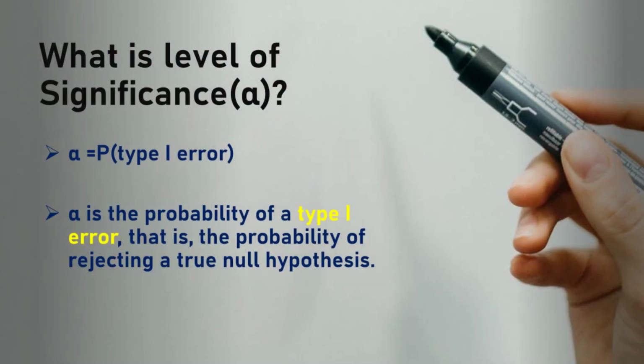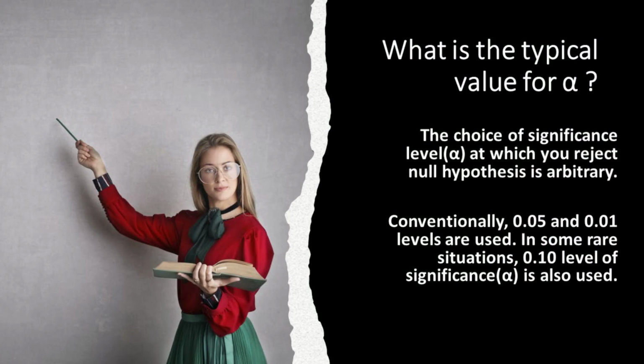In the world of statistics, the level of significance represents the threshold at which we are willing to accept the likelihood of making a type 1 error, which is the incorrect rejection of a true null hypothesis. In simpler terms, it is the probability of concluding that there is a genuine effect or difference when, in fact, there is none. The choice of significance level, alpha, at which you reject the null hypothesis is arbitrary. Conventionally, 0.05 and 0.01 levels are used. In some rare situations, a 0.10 level of significance, alpha, is also used.